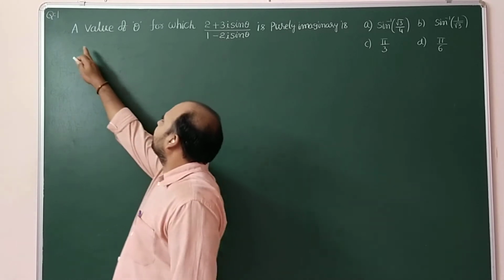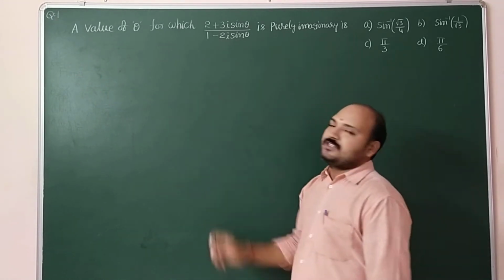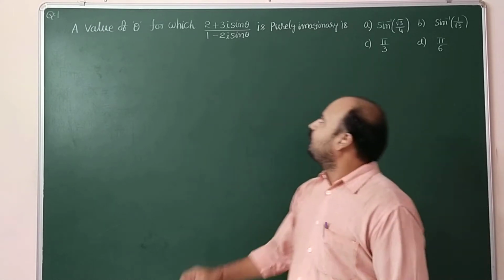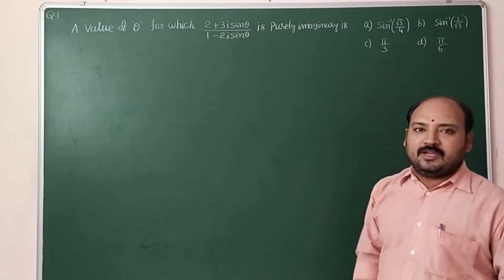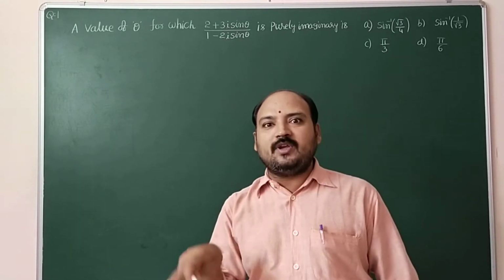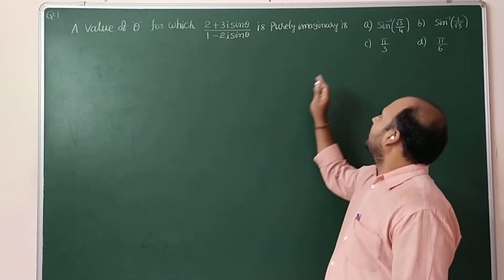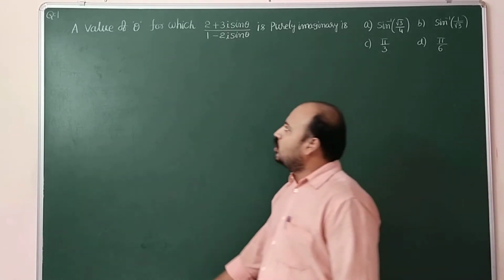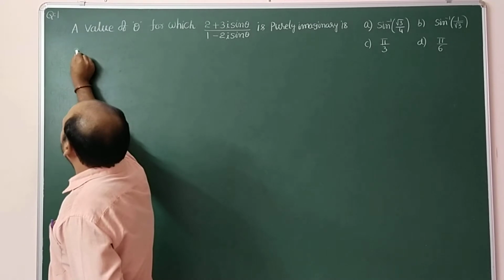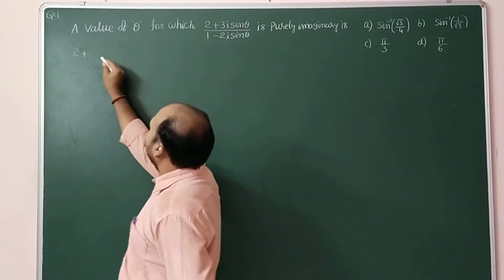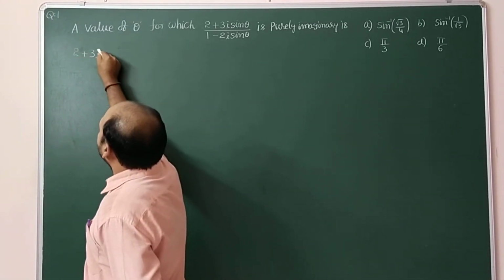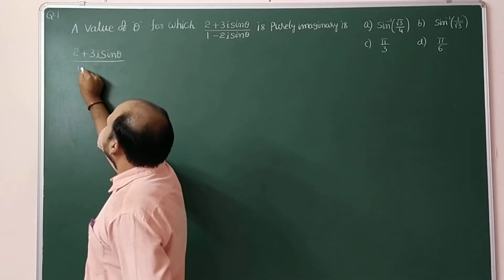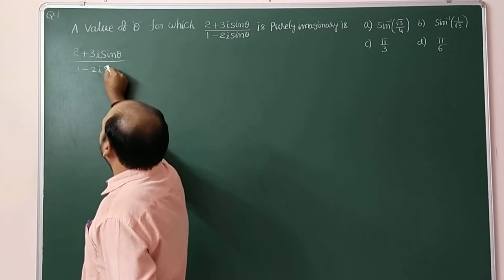The first question: a value of theta for which (2 plus 3i sin theta) by (1 minus 2i sin theta) is purely imaginary. That means the real part goes to be 0. These are the options available. I think all are arguments. So first consider the given complex number (2 plus 3i sin theta) divided by (1 minus 2i sin theta).